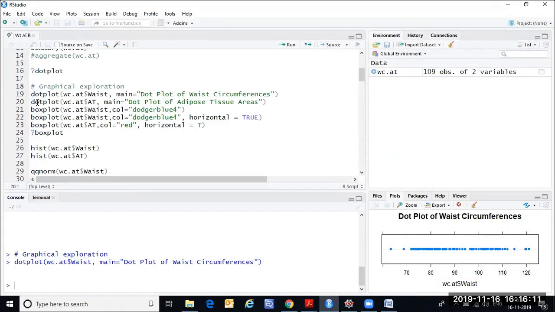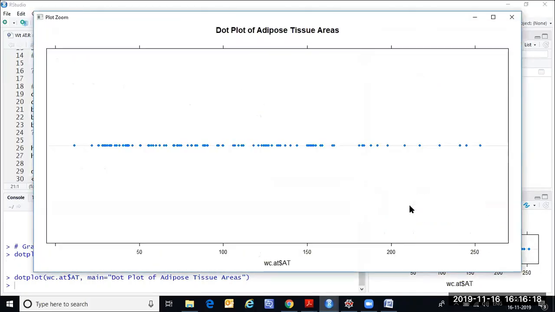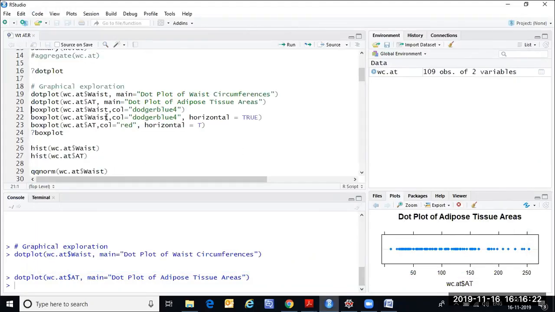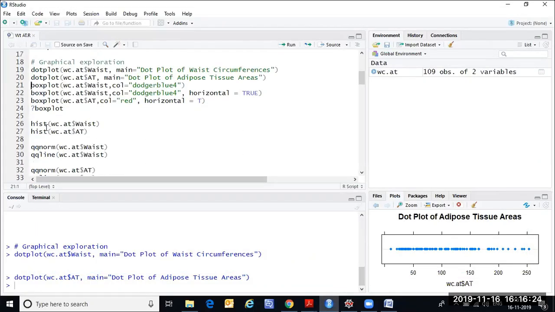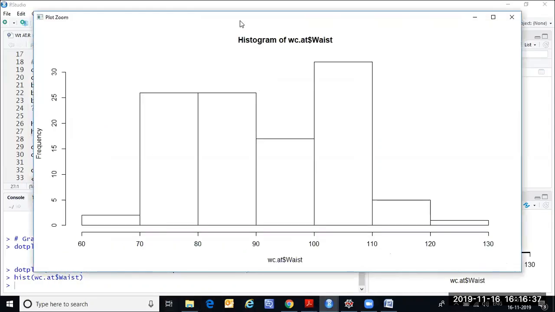And if you look at the dot plot for the Y value, yeah. So those are all basic EDA that you can perform. Let's see the histogram to understand the shape of the data for the waist circumference value. Now, what do you think about the shape of the data? Is it normally distributed?